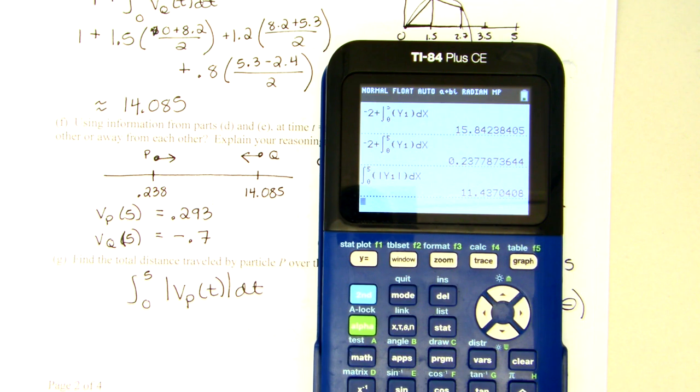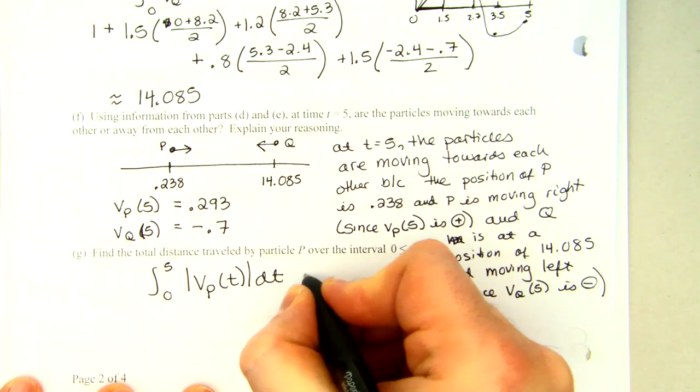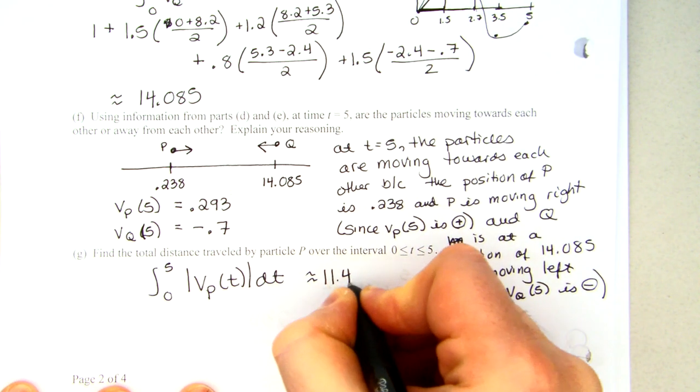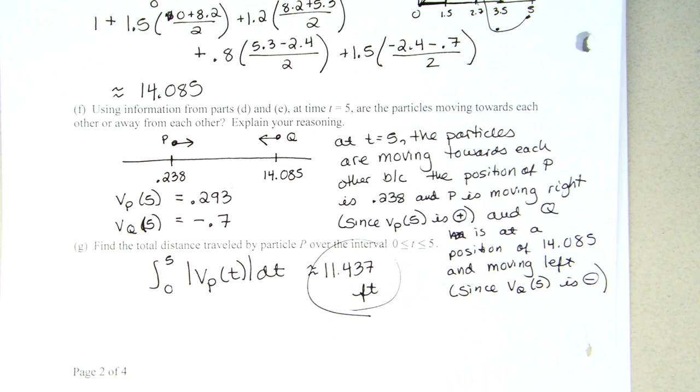11.437. I guess we probably should put units on this because I was talking about feet per second for velocity. How much total distance have we traveled? We've traveled 11.437 feet. Does that make sense? One important thing, though, just to keep in mind is when you add your initial position and when you don't. Here, I'm not factoring that initial position in. I am going to pause this for a moment.